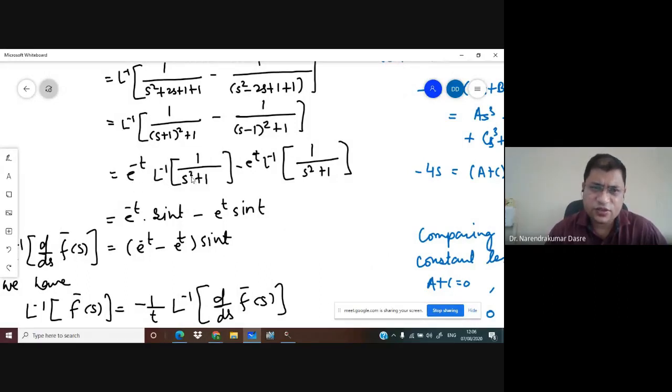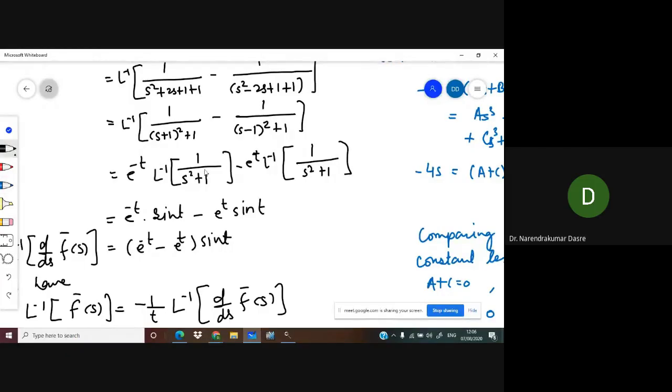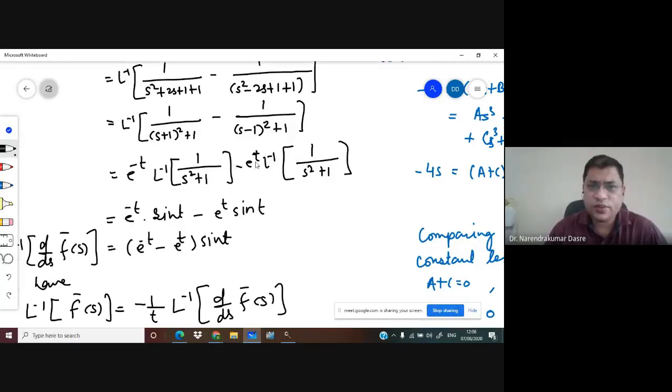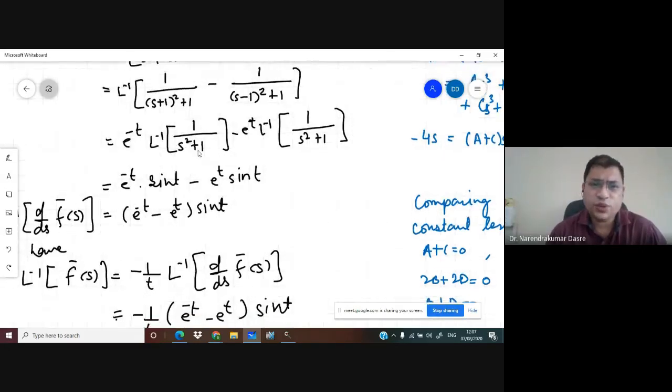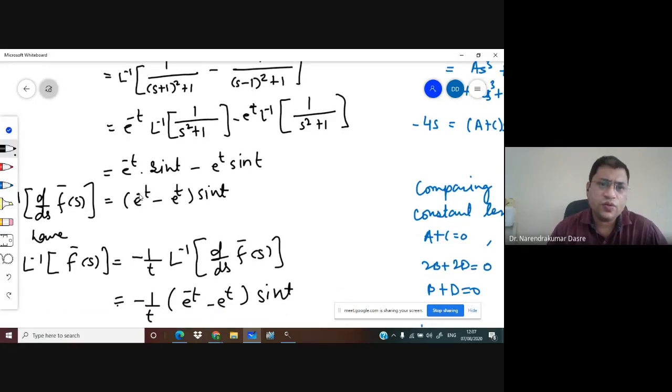Laplace inverse, we have here e raised to t. This will be minus e raised to t, and Laplace inverse of 1 upon s square plus 1. Now this we know is going to be sine of t. This is also sine of t, so we have this one. Now sine t is going to be common. Okay, so we get here e raised to minus t minus e raised to t into sine t.